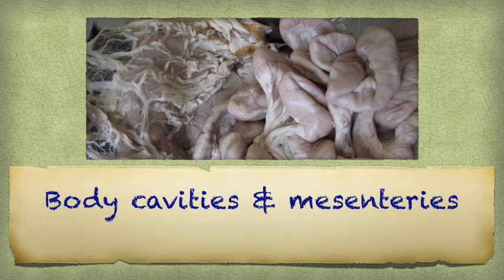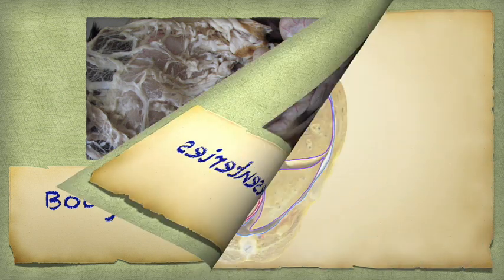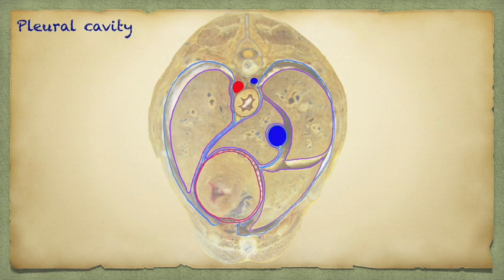Okay, so in this episode, we're going to look at body cavities and mesenteries. Our body cavities are lined by a simple squamous epithelium we refer to as the mesothelium, and it has an underlying connective tissue. That mesothelium and underlying connective tissue are referred to as a serous membrane.